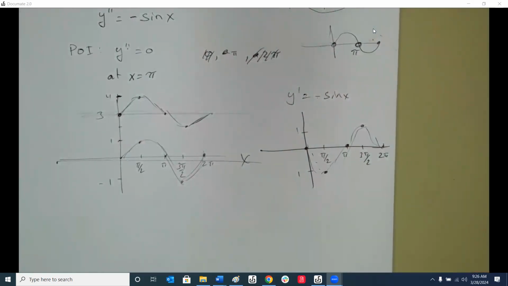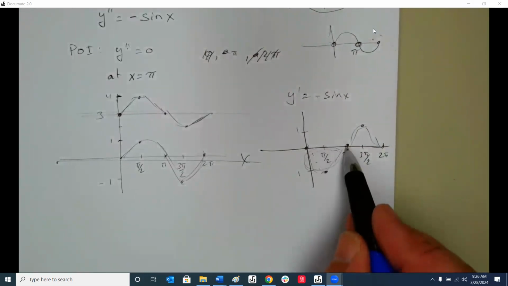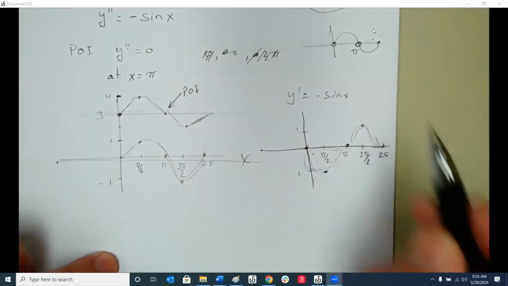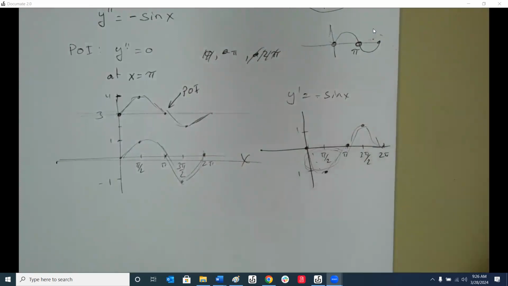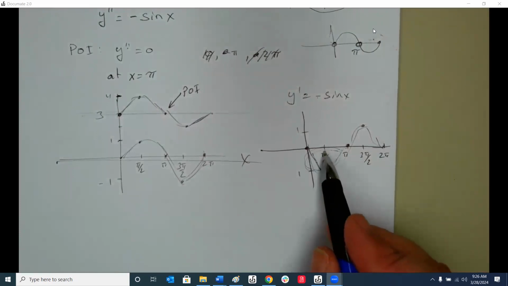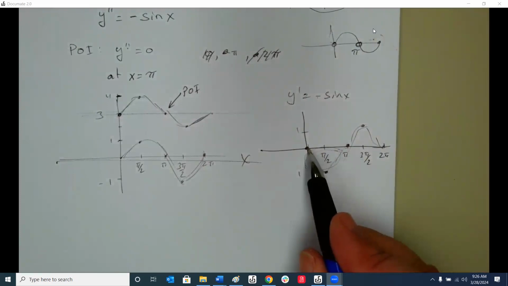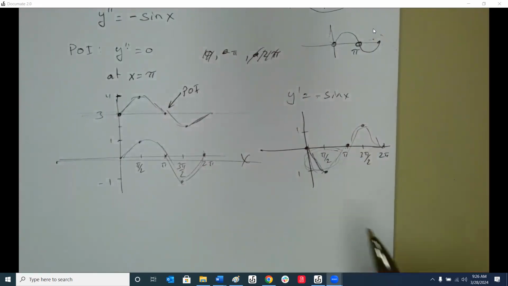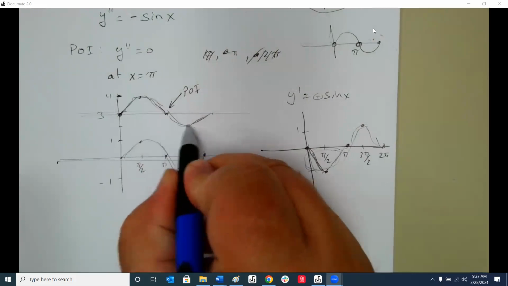Why is this important? Because you notice on this side of pi, since pi is our point of inflection, what's happening? When x is between 0 and pi over 2, what's happening? It's actually decreasing there and increasing there. So is it concave up or concave down? Well, the graph says it's concave down. Why? Because it's negative. It's the opposite. Then our point of inflection, and then the rest of our graph.